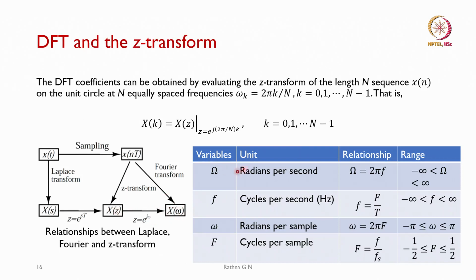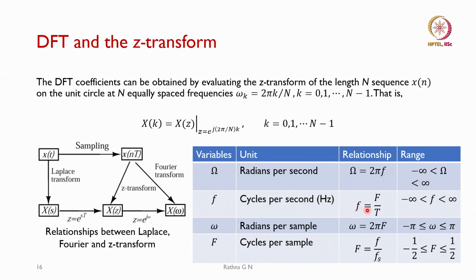The units, variables, relationships and ranges are shown in this table. If we represent it as capital omega, we call it radians per second. So capital omega is 2 pi f, and this is the range for capital omega, that is minus infinity to infinity, and f we call cycles per second, in hertz.